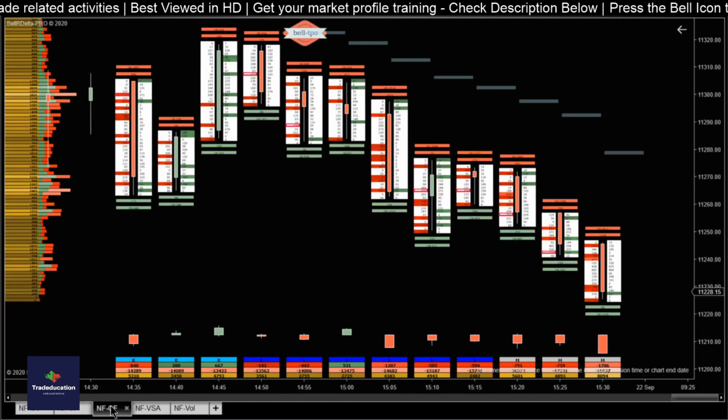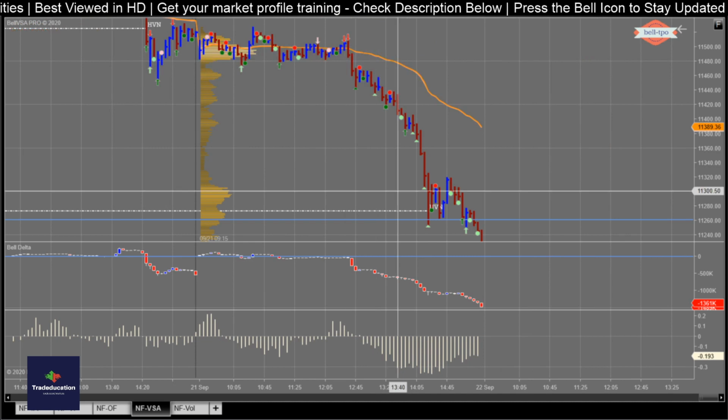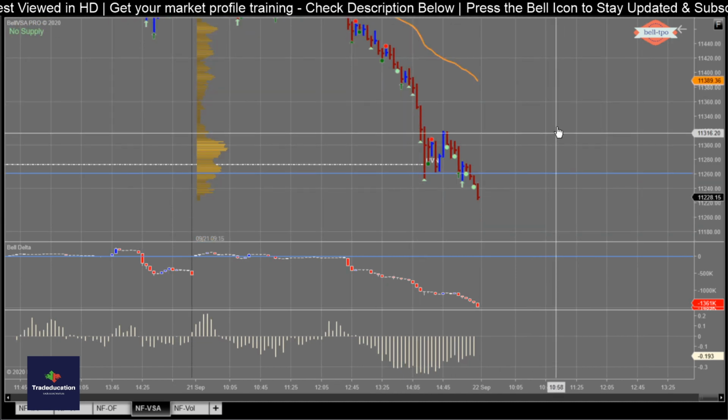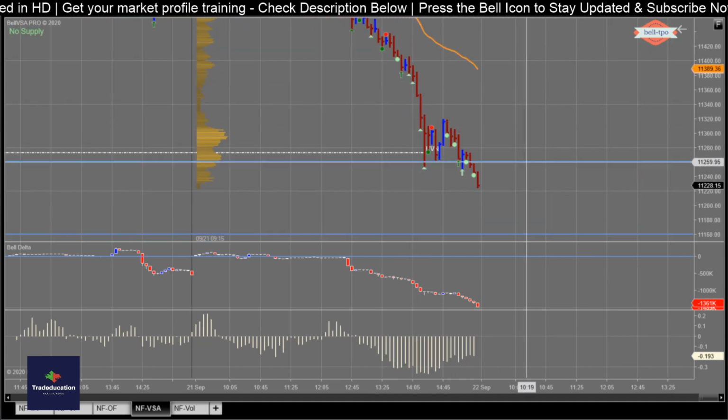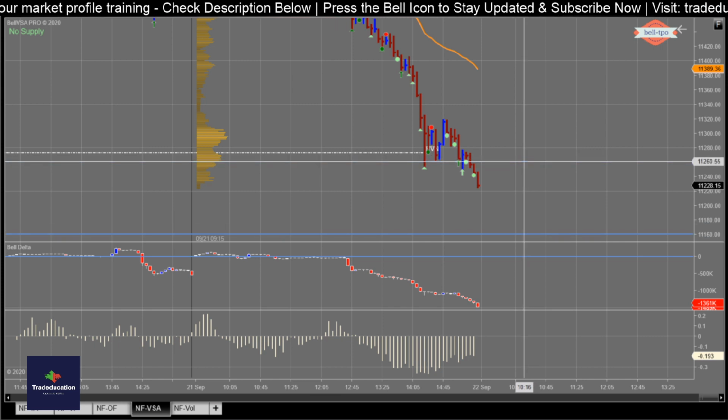Order flow, nothing much. On the VSA chart, there was an HV in here, and if you see, these are where buyers were present. So I'll remove this zone now.